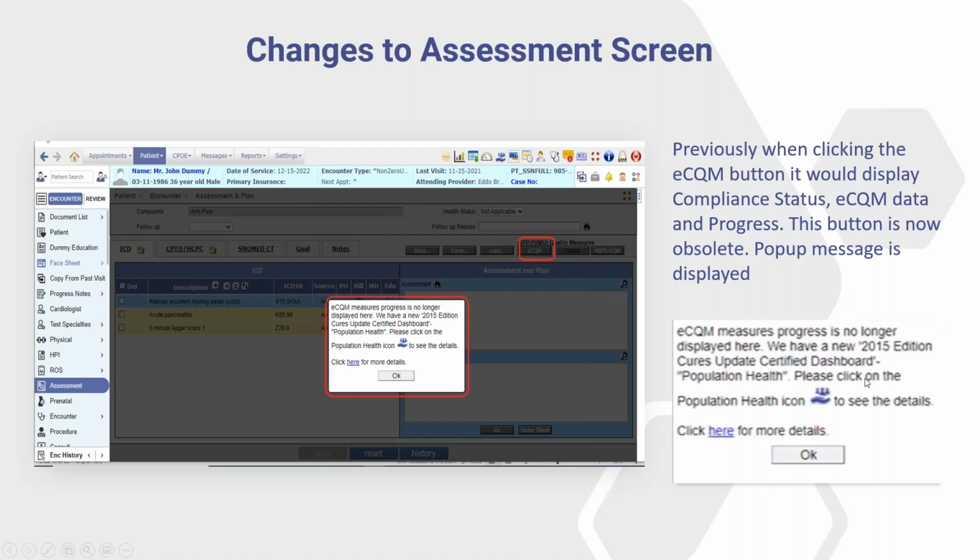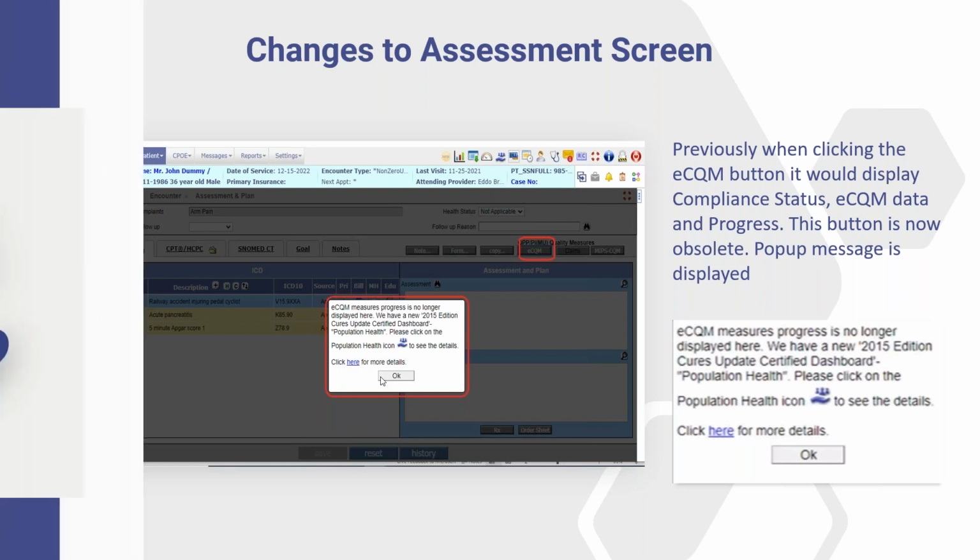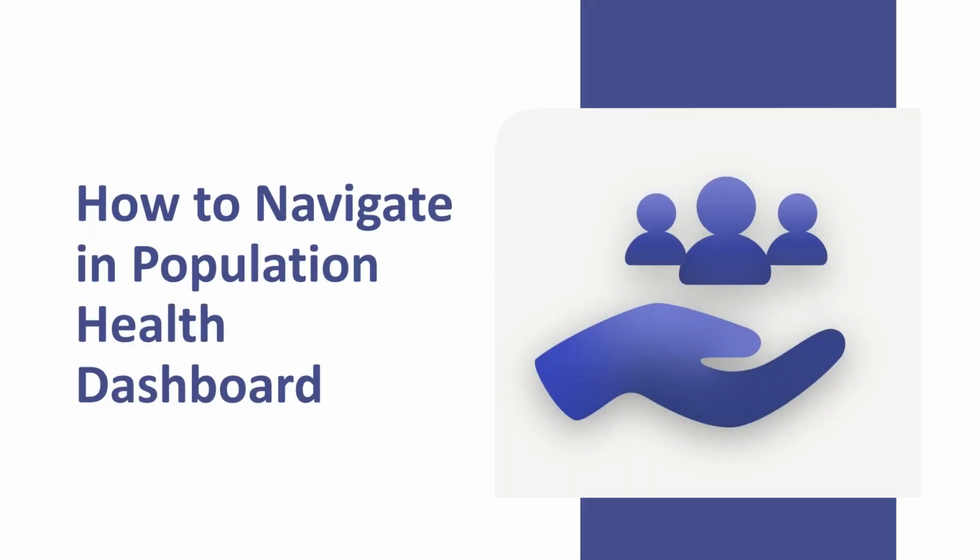So the changes on the assessment screen: the eCQM button, previously, would display the compliance status, the eCQM data and progress. This button is now obsolete. So if you click on the button, you're going to get this pop-up again, referring you back to the population health dashboard. You can click here to see the details again. If you click OK, then you're back out of it.